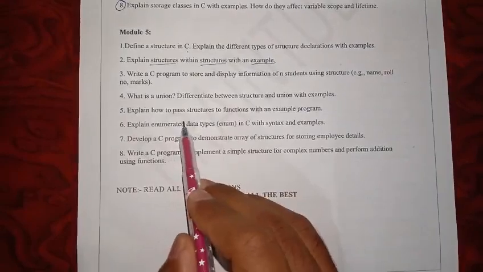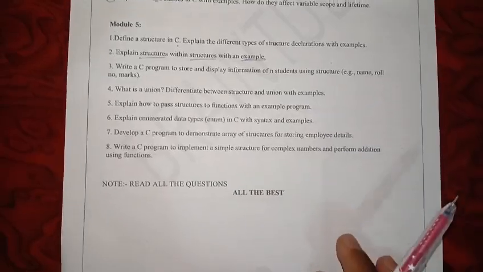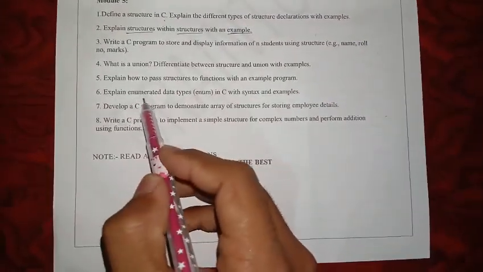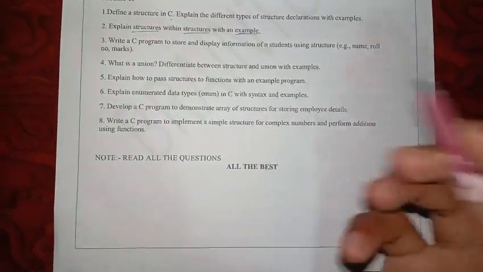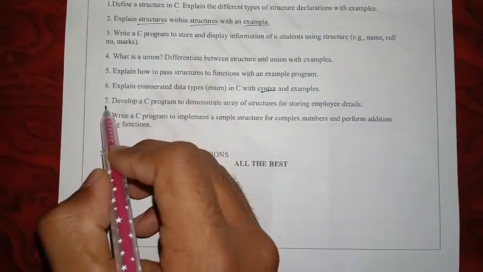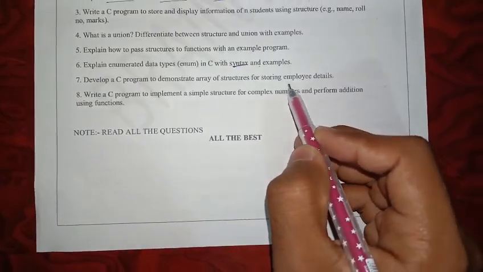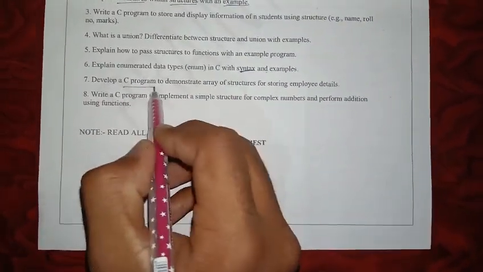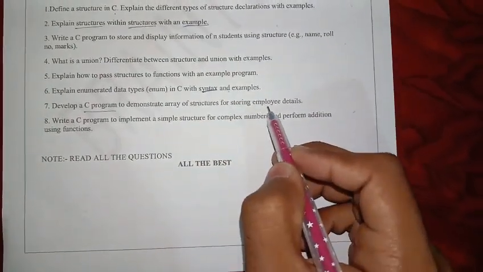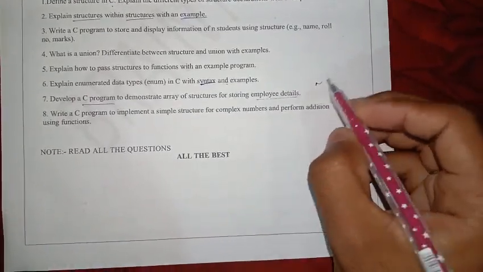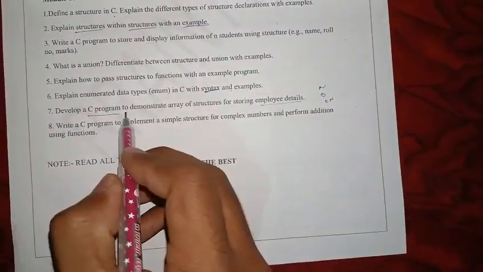Question number 5. Explain how to pass structures to functions with an example program. Question number 6. Explain the enumerated data type enum in C with syntax and example. We have to give syntax. Question number 7. Develop a C program to demonstrate array of structures for storing employee details. We have to write a C program with a structure to store the employee's details like name of the employee, salary, employee number and all. We have to write a C program for that.